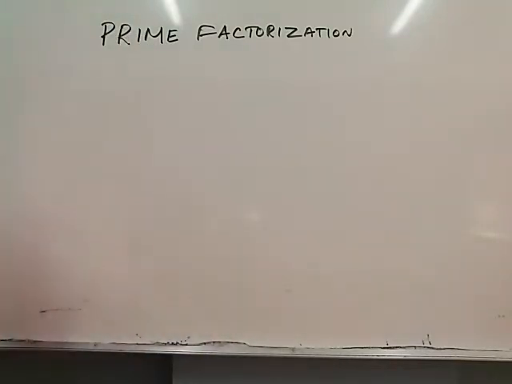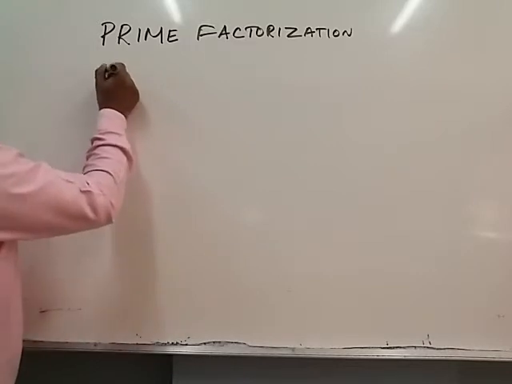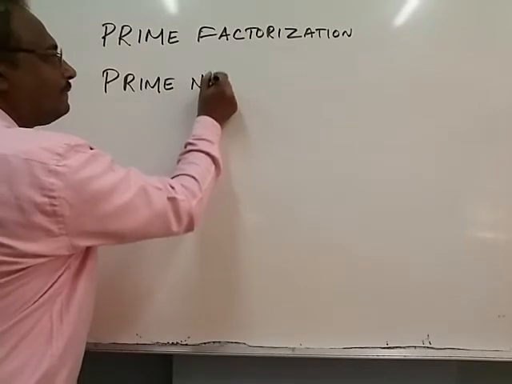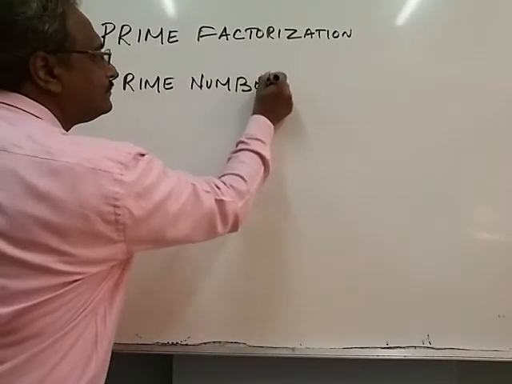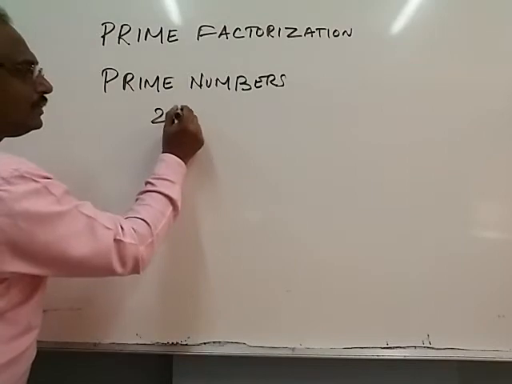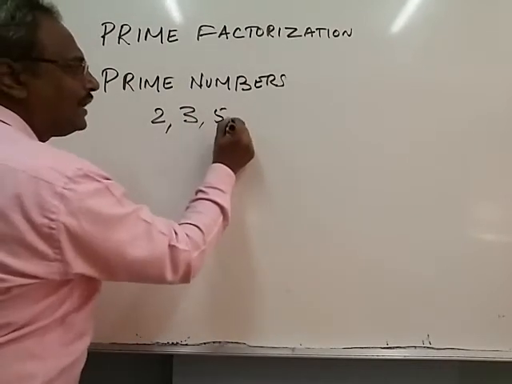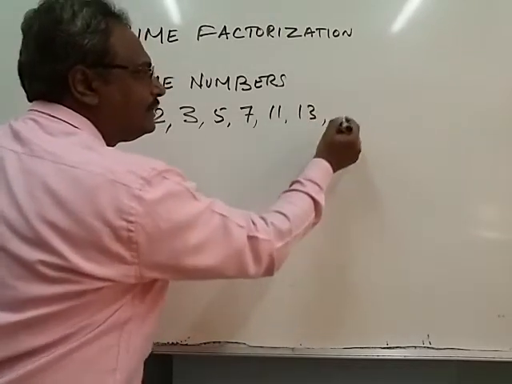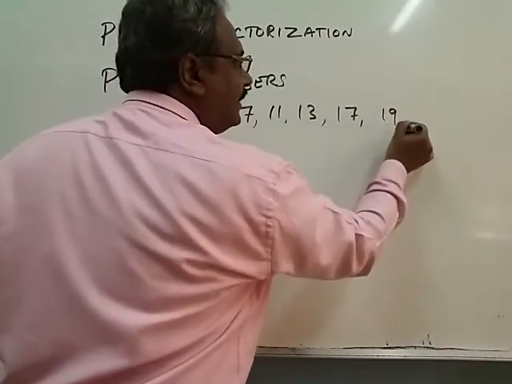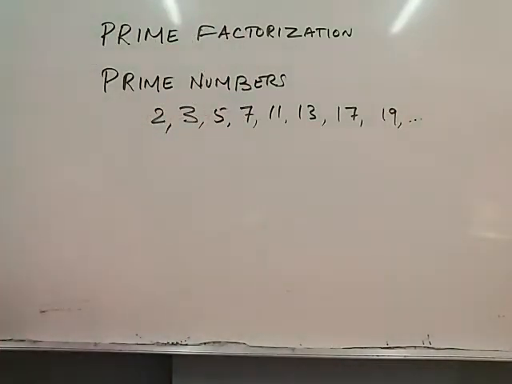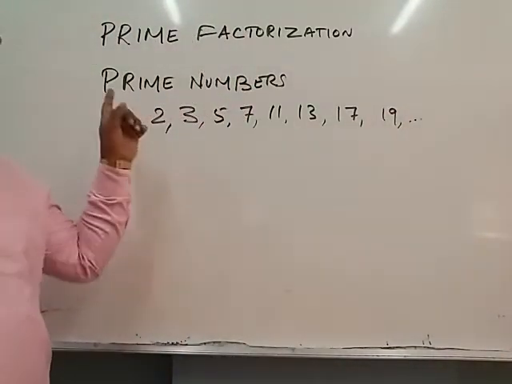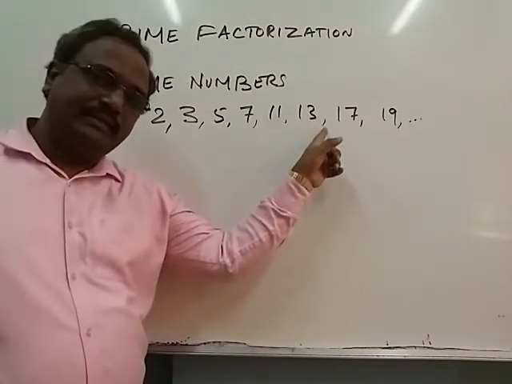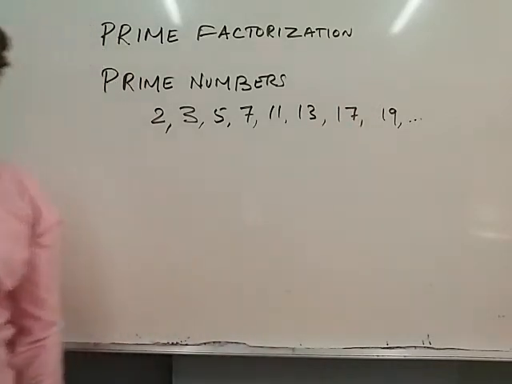When we discussed in the last class, we gave some sample prime numbers. What are all the prime numbers? We said the prime numbers are 2, 3, 5, 7, 11, 13, 17, 19 and so on.